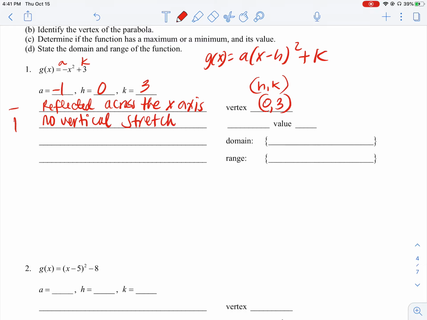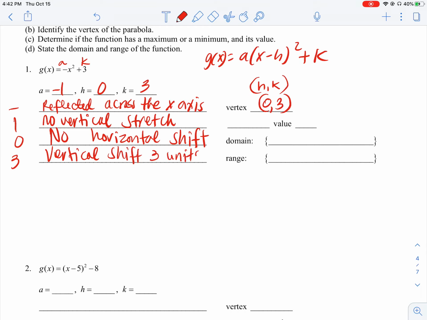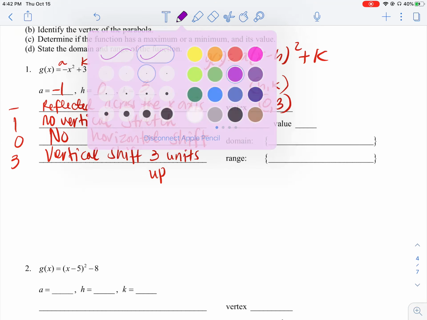Okay? Now 0 means there is no horizontal shift. It's not going to the right, it's not going to the left, it will be at the origin. And then my K is 3, so I have a vertical shift 3 units up. Okay, and then let's move on.